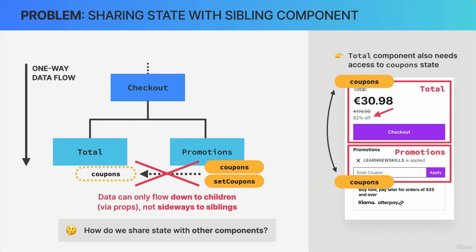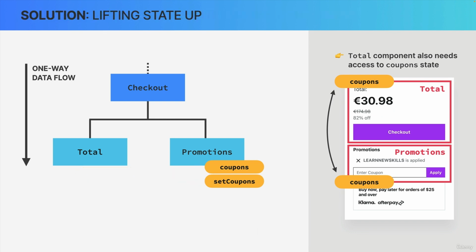But luckily for us, we already did exactly that in the last lecture with the item state by lifting it up. And so we already know that lifting up state is the technique that will solve this problem. But what does that mean and how exactly does it work? Well, lifting state up simply means to place some state in a component that is a parent of both components that need the piece of state in question. So in this example, we would remove the coupon state from promotions and place it in the checkout component.